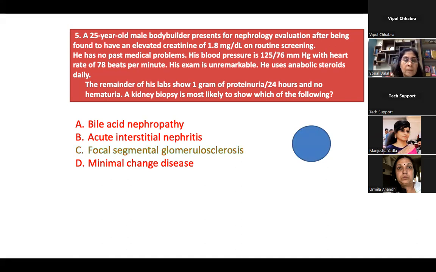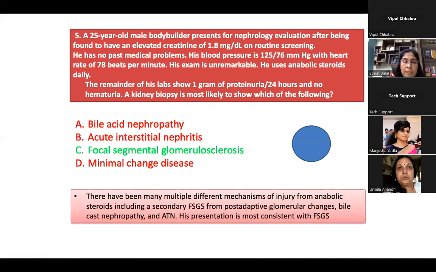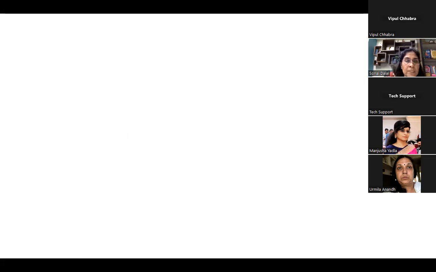Time up. This is easy. The correct answer is FSGS. There are multiple different mechanisms of injury from anabolic steroids, including secondary FSGS, post-adaptive glomerular changes, bile cast nephropathy, and ATN. All have been reported, but his presentation is like FSGS, so the correct answer is FSGS.